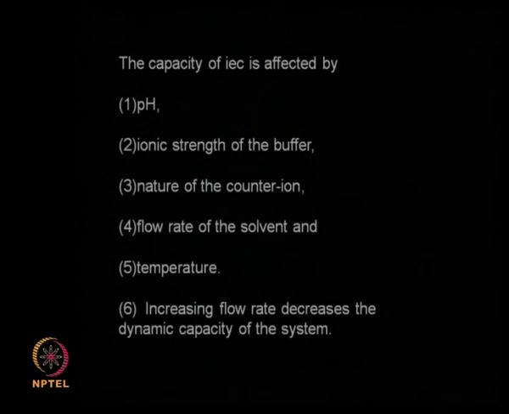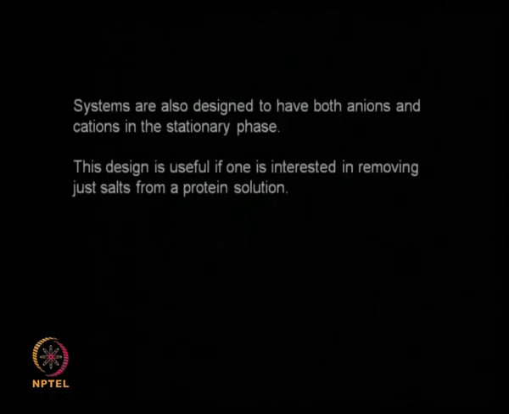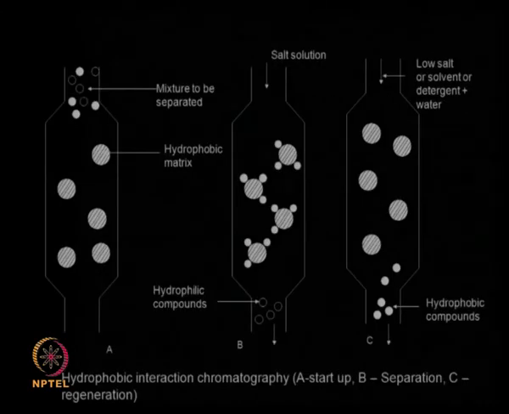The capacity of ion exchange chromatography depends upon pH, ionic strength of the buffer, nature of the counterion, flow rate of the solvent, temperature and so on. So if I increase flow rate, it decreases the dynamic capacity of the system. As I said originally, we can have a combination of both anions and cations in the stationary phase. That way we can just remove all the salts that are present from a protein. So a protein entering with protein and salt, what is leaving will be pure protein, no salts. So that's also a very good system. So you may have a salting out facility followed by an anion cation exchange combination.